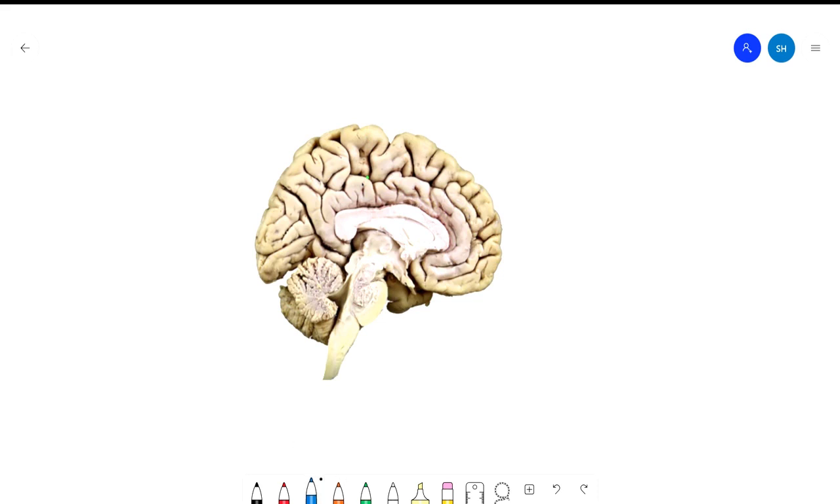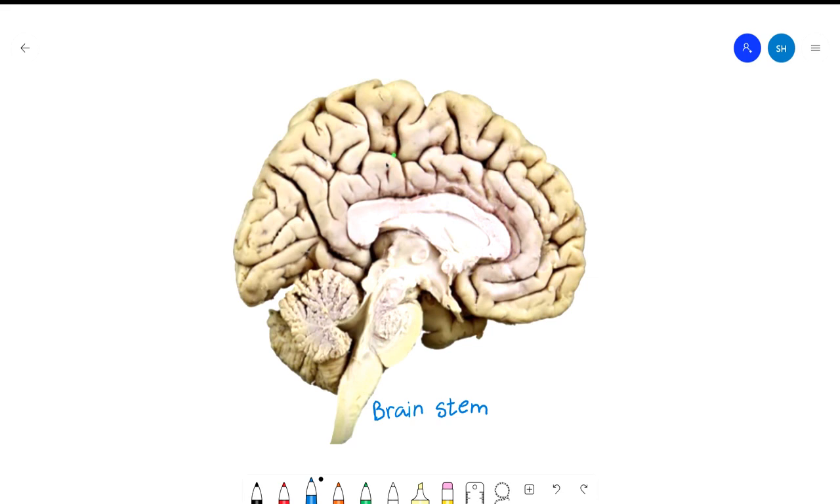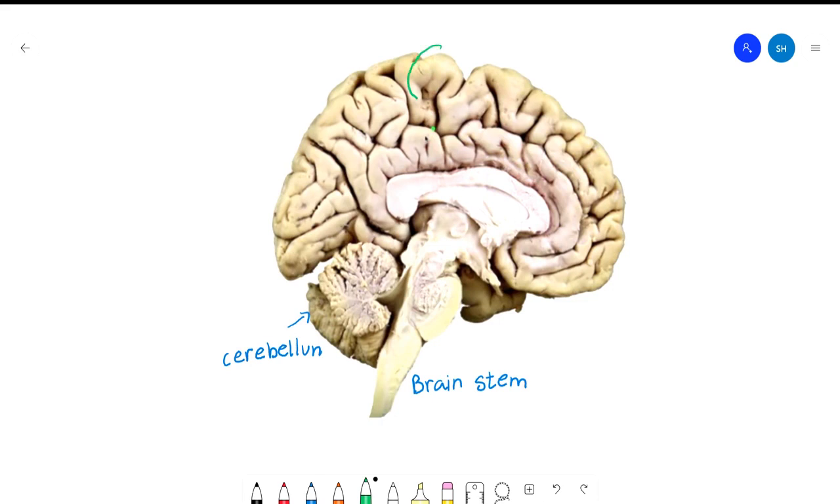So first off, we know that this is the brainstem. We also know that this is the cerebellum. And the first landmark that I want to talk about is the paracentral lobule. So the paracentral lobule can be found right here.